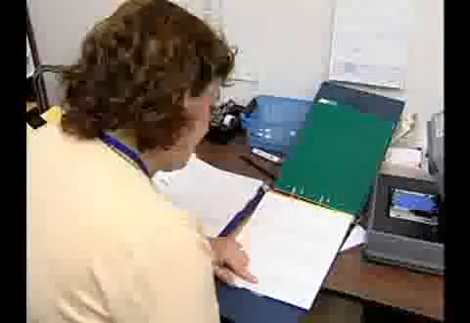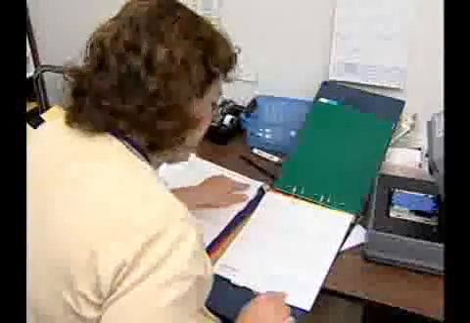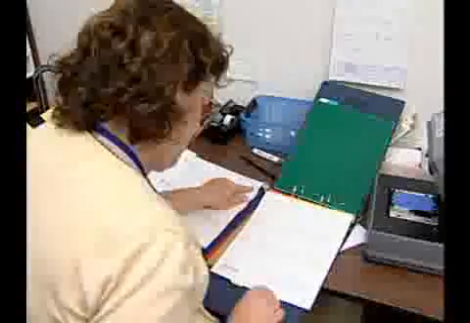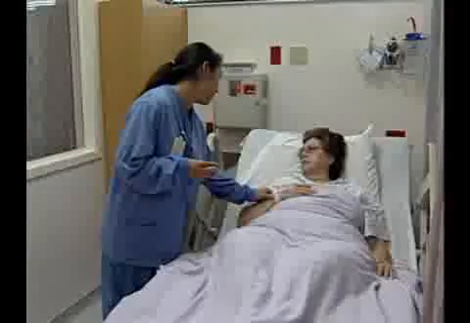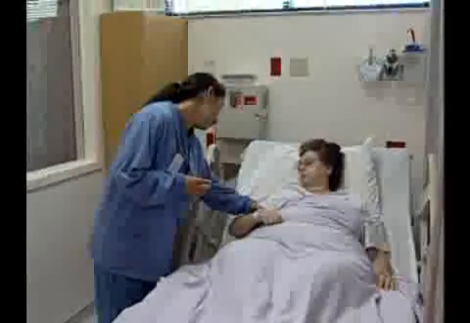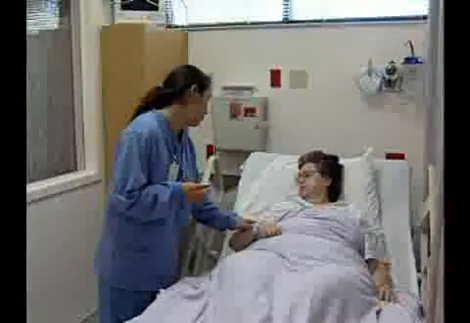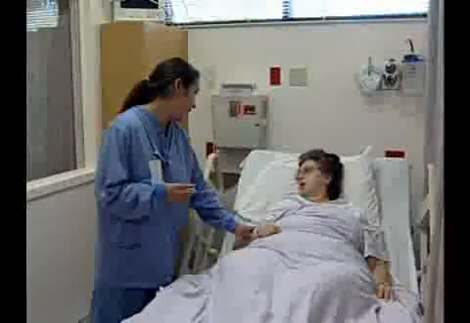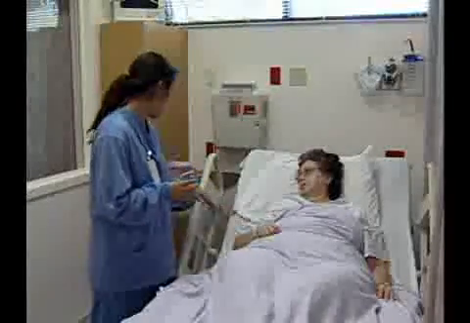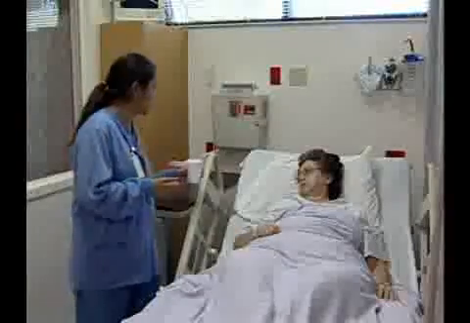The patient's name is cross-checked when first transcribing the order from the order sheet to the MAR. Additionally, the patient's ID band is checked before administering any medication. This is a critical step and must not be skipped. But even checking the patient's ID doesn't guarantee a medication administration error will not occur.